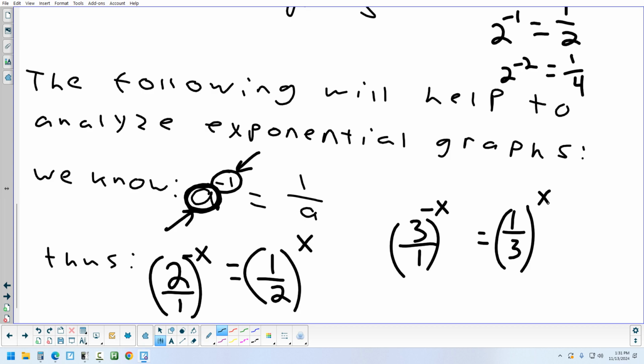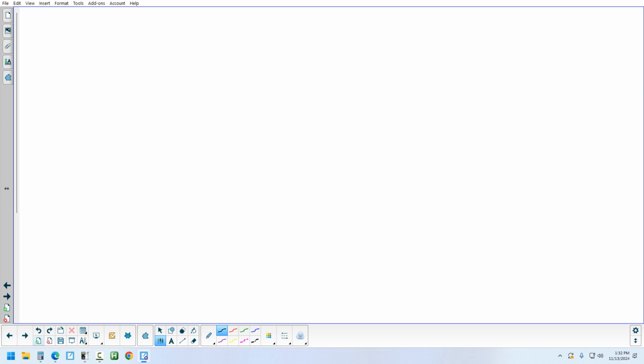Does it need the parentheses? No, you can write it without parentheses. I just put it to emphasize that it's a fraction. So let's try this one. 4 to the negative x.